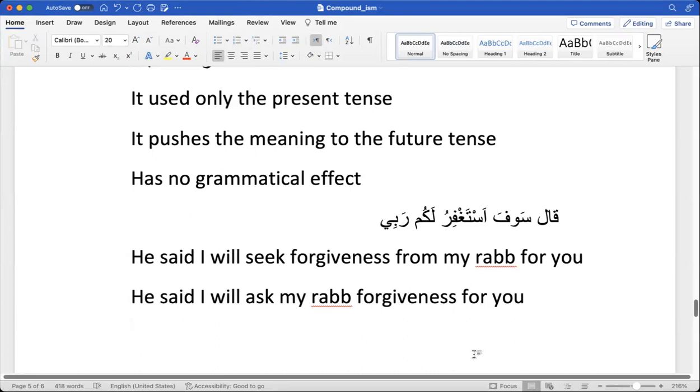Any thought on this? Why? Have you thought about this? Why did Yaqub alayhi salam say it like this? He didn't say, I ask forgiveness for you from my Lord, and start asking, Ya Allah, forgive them. He said, I will. So he put it in the future. He didn't immediately ask forgiveness for them from his Lord. Have you ever thought about this? Why?